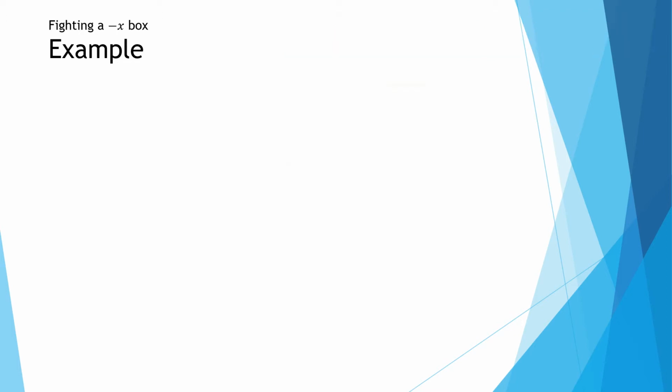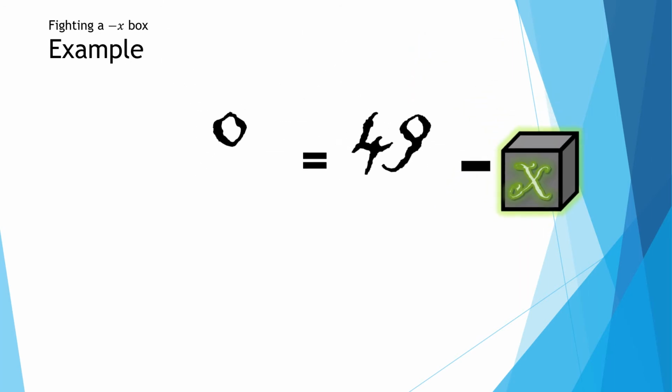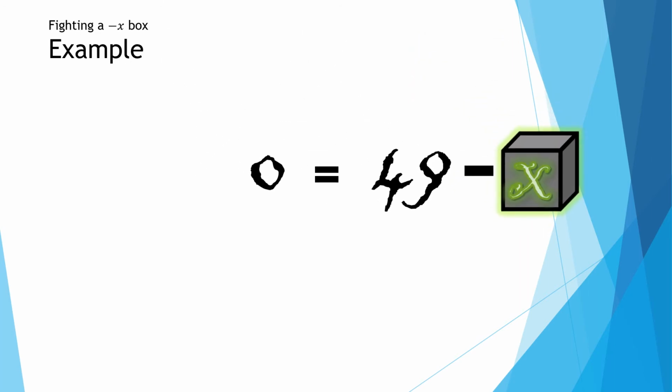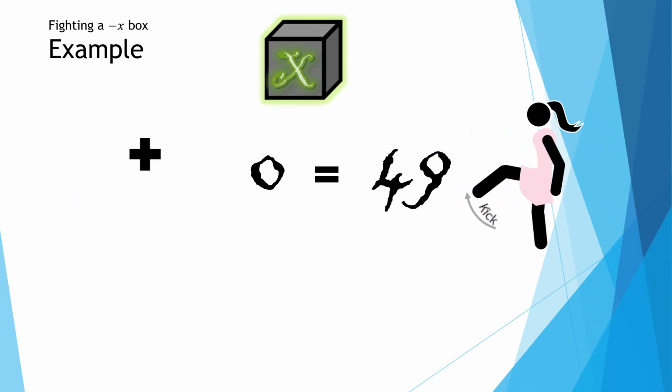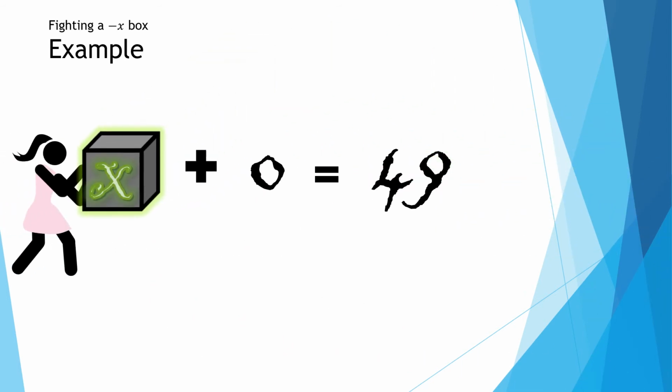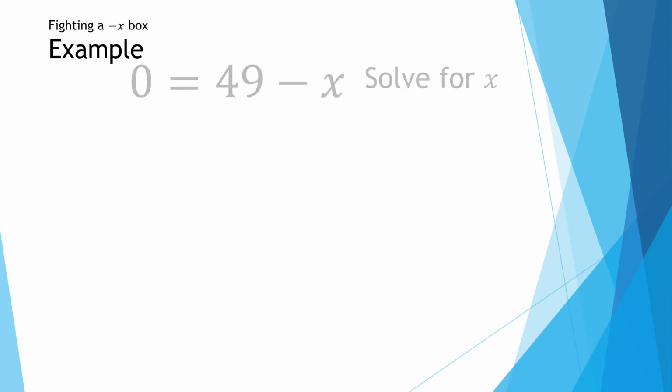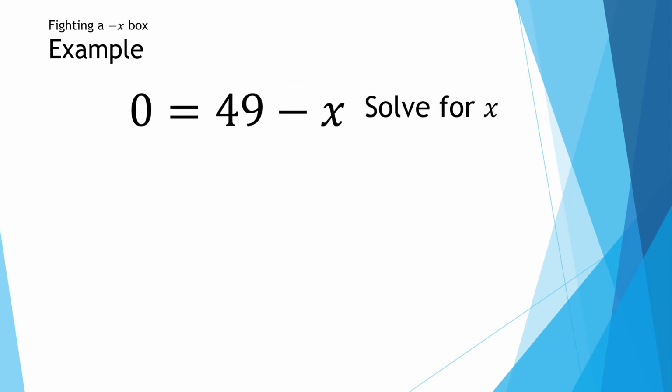Let's try this example. So I have 0 equals 49 minus x. I think what I'm going to do is kick that x over to the other side. From the right-hand side, since it's a negative x, I'm going to move it over to the left-hand side, making it a positive x. There we go. And that's pretty much it. I'll show it to you in symbols.